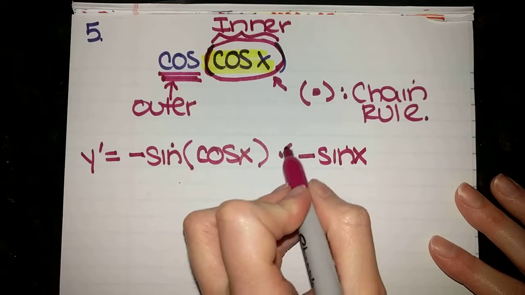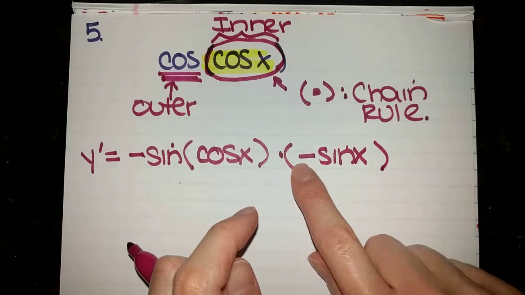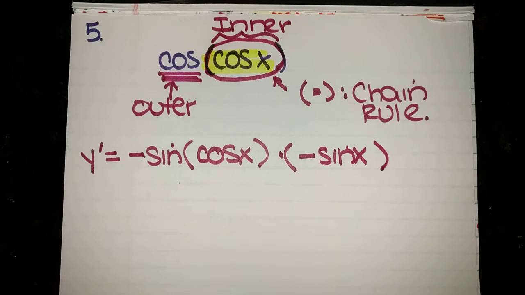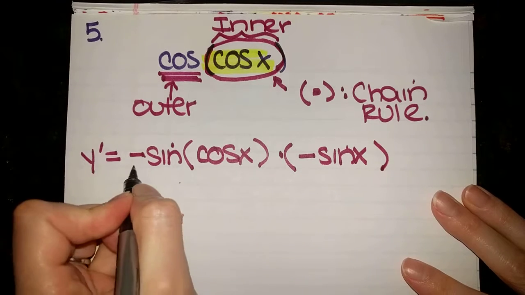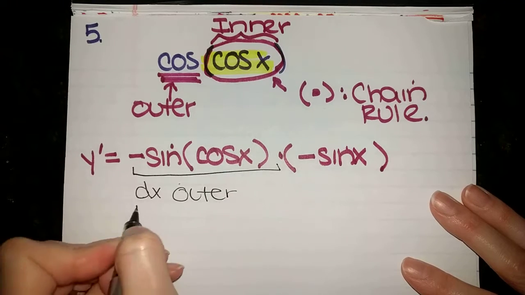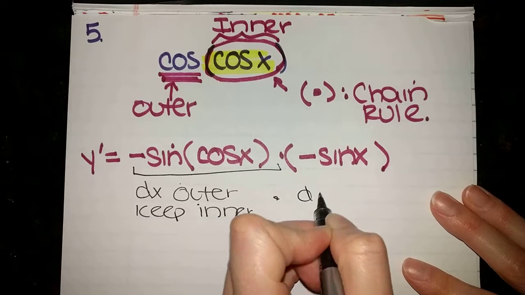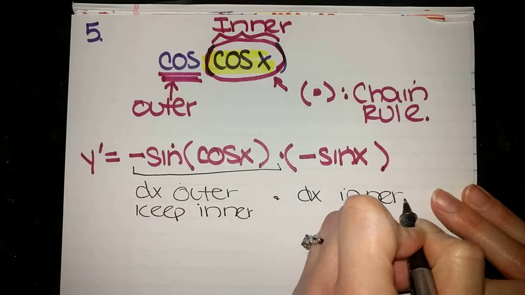And I want to put parentheses here just to be very clear that that is not a minus subtraction sign. That is multiplication, a negative sign there. All right, so at this point, what I can do is I can move any of the coefficients to the front. And I want to be clear, this is your derivative of your outer, keeping the inner function fixed. And then by the chain rule, we multiply that by the derivative of the inner.